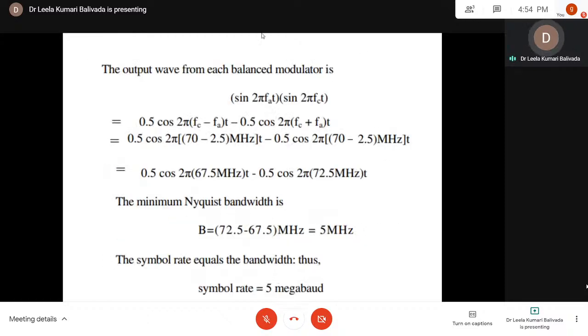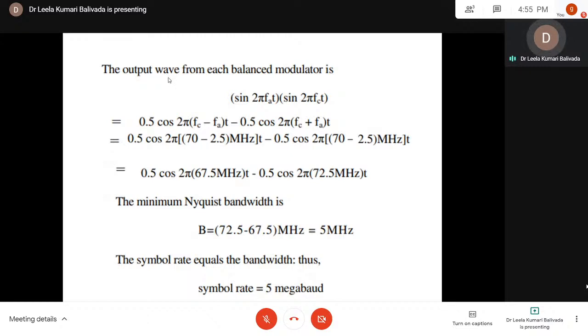The output waveform for each balanced modulator is given by sin 2 pi FAT into sin 2 pi FCT, which can be written as 0.5 cos 2 pi (FC minus FA) T minus 0.5 cos 2 pi (FC plus FA) T. In the last session we discussed the waveform of a balanced modulator for BPSK. Since QPSK is regarded as two parallel BPSK, we are going to find the minimum Nyquist bandwidth for each of these balanced modulators.